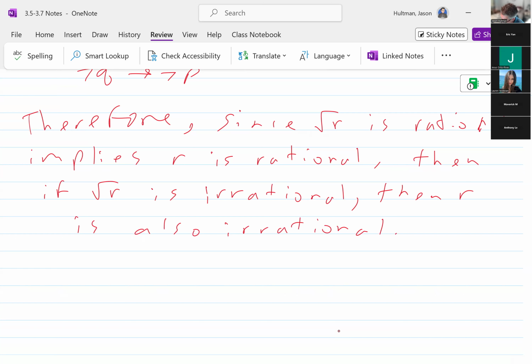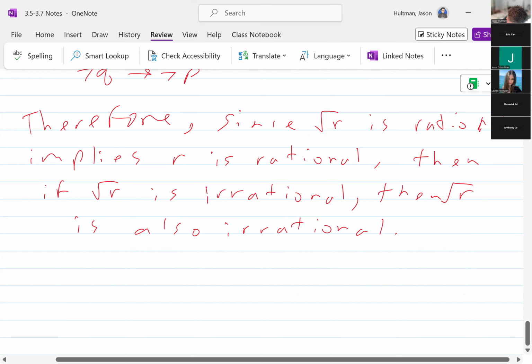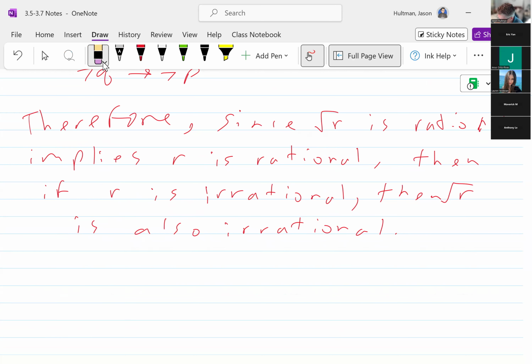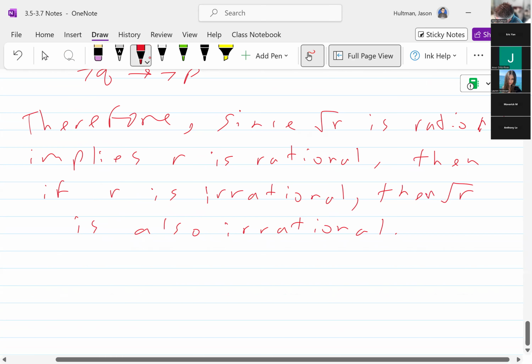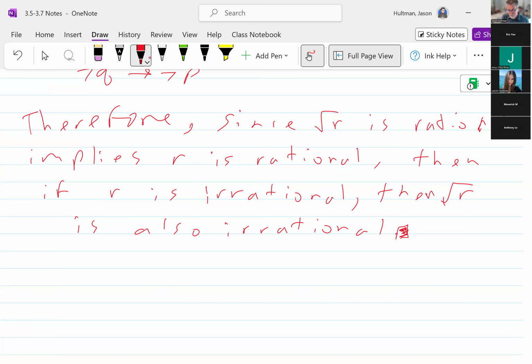I think I wrote that backwards. Yeah, I'm sorry. It should be the square root, and this should just be r. There we go. Okay, backwards in logic and backwards in direction. Okay, and that's the end of the proof. Okay, let's keep going.